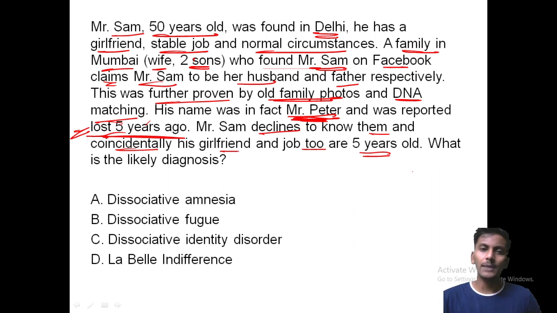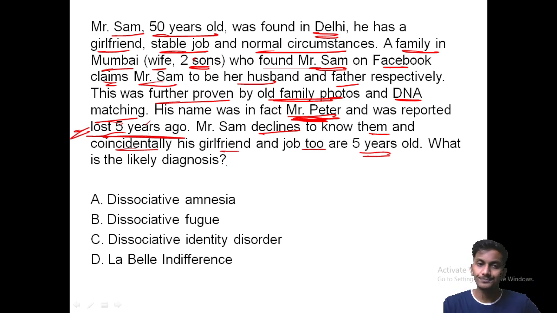He declines to know them. Usko yaad nahi hai uski family. So he is suffering from amnesia, or dementia we can say. And then he attained a new personality at a new place. He was roaming here and there. So all of these coincidentally, what is the likely diagnosis? It is a dissociative disorder. This we are very sure about. So is it dissociative amnesia? Is it dissociative fugue? Is it dissociative identity disorder or labile indifference?